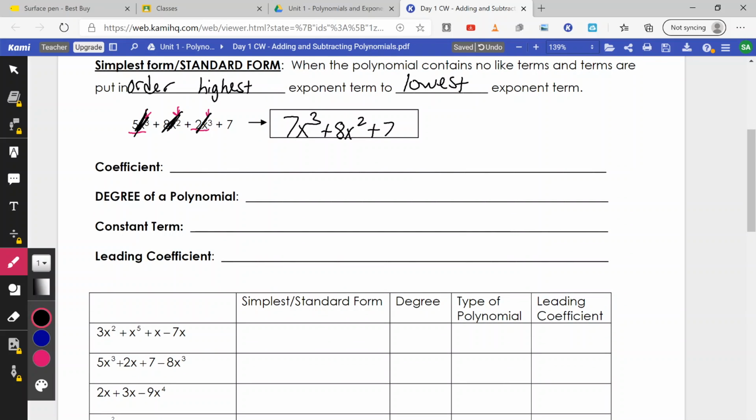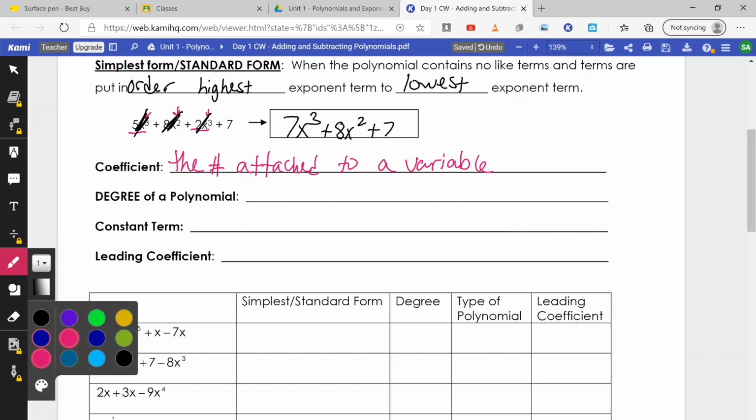Definition-wise, we have a few words here that we have to figure out what they mean. We have coefficient, degree of a polynomial, the constant term, and the leading coefficient. So what does this look like? Well, a coefficient is nothing more than the number attached to the variable. So if I take a look at our previous example here, 7x cubed plus 8x squared, I actually have a couple coefficients because I have 7 on the x cubed, and we have an 8 on the x squared. So those are the coefficients of the previous example.